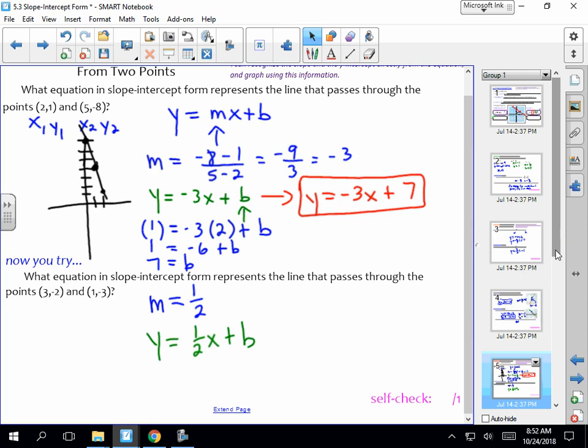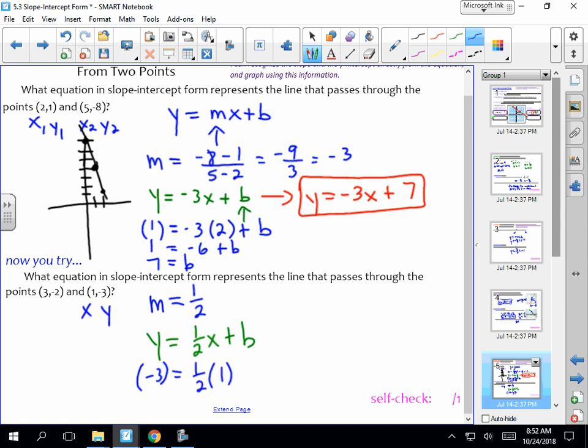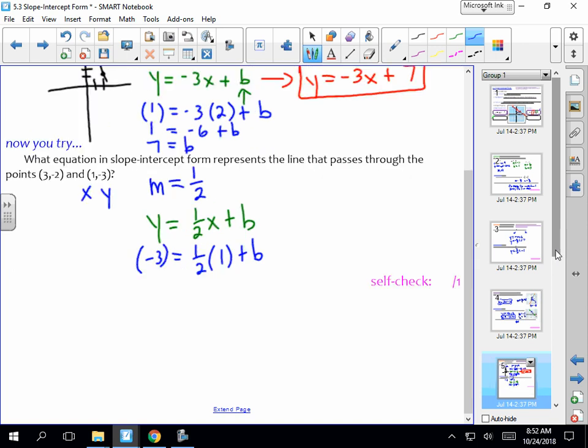Here's what this will look like. If I take the suggestion that we use 1 for x and -3 for y, I think that's a good one. We'll put -3 in for y, 1/2 of 1 plus b. So I just plug in my point. And now I've got to solve for b. So I've got -3 equals 1/2 plus b.